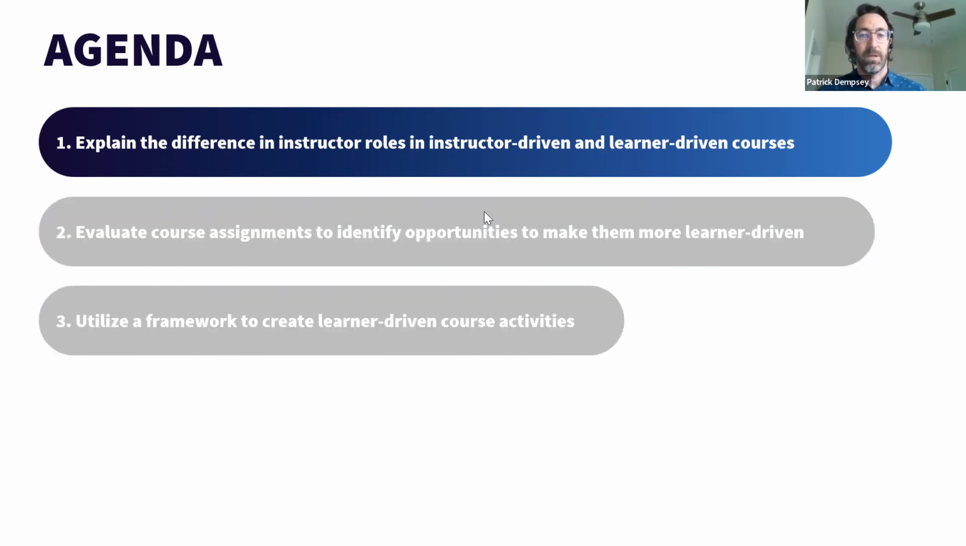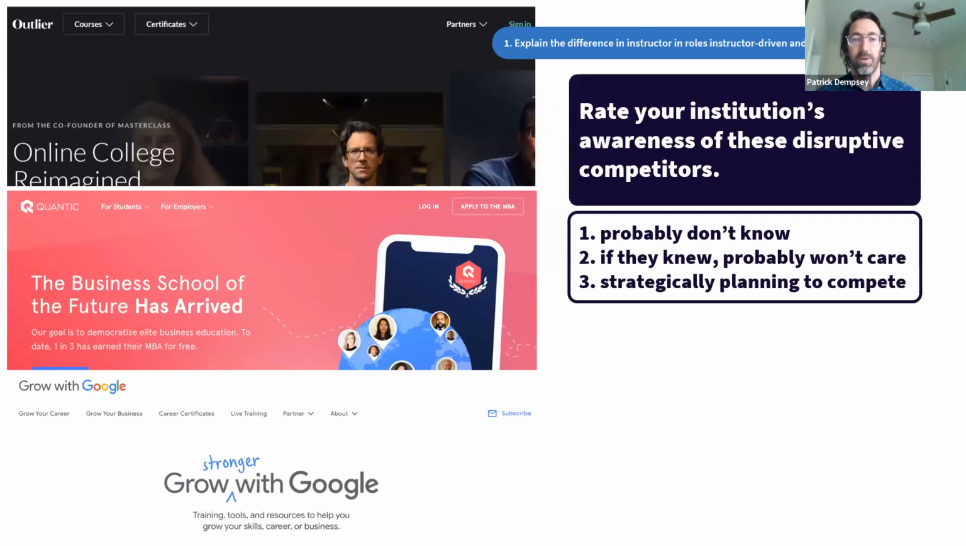So let's talk about the differences in roles. And I want to start off here with a question. On the left of this slide, you're going to see Outlier, Quantic, and Google Career Certificates. I'll just ask, what's your institution's awareness of these competitors? I'll talk a little bit about them as you rate that. You can see: 1, they don't know. 2, if they knew, they don't care. And 3, they're strategically caring.